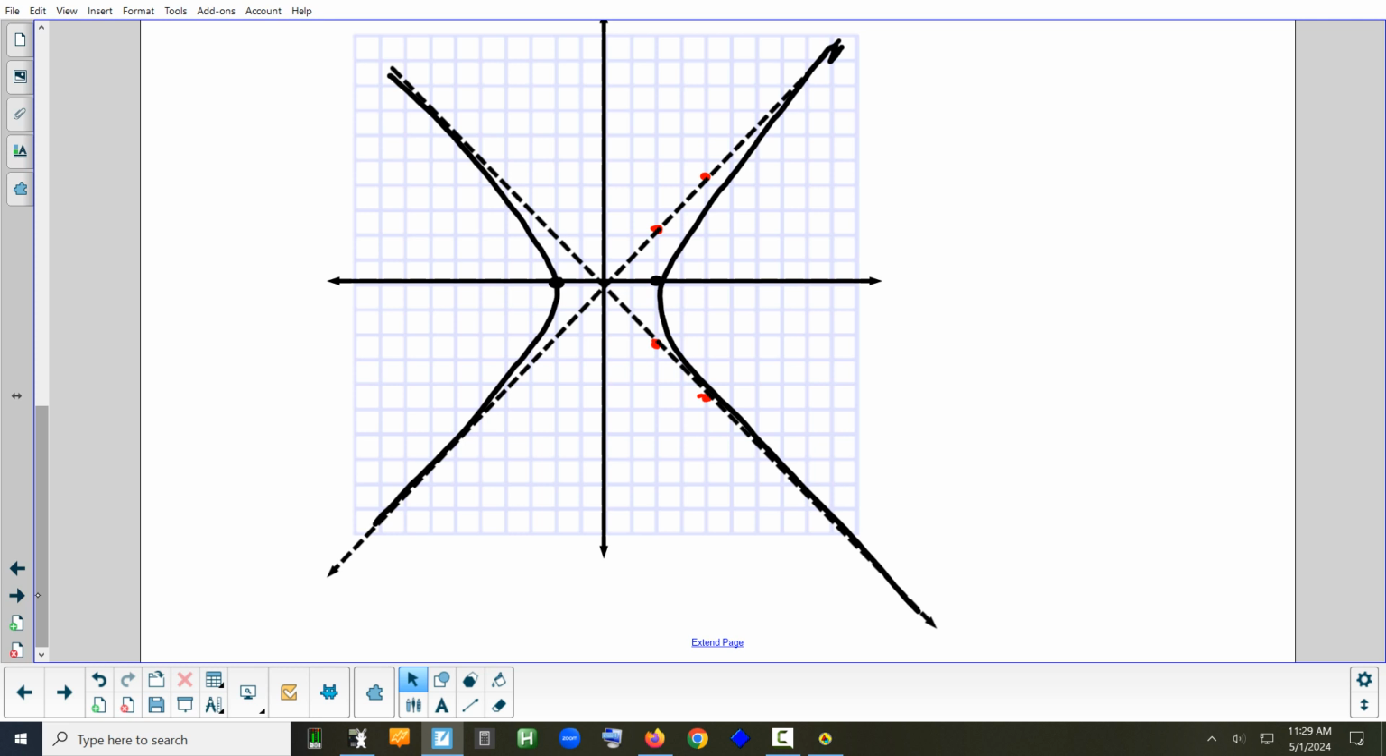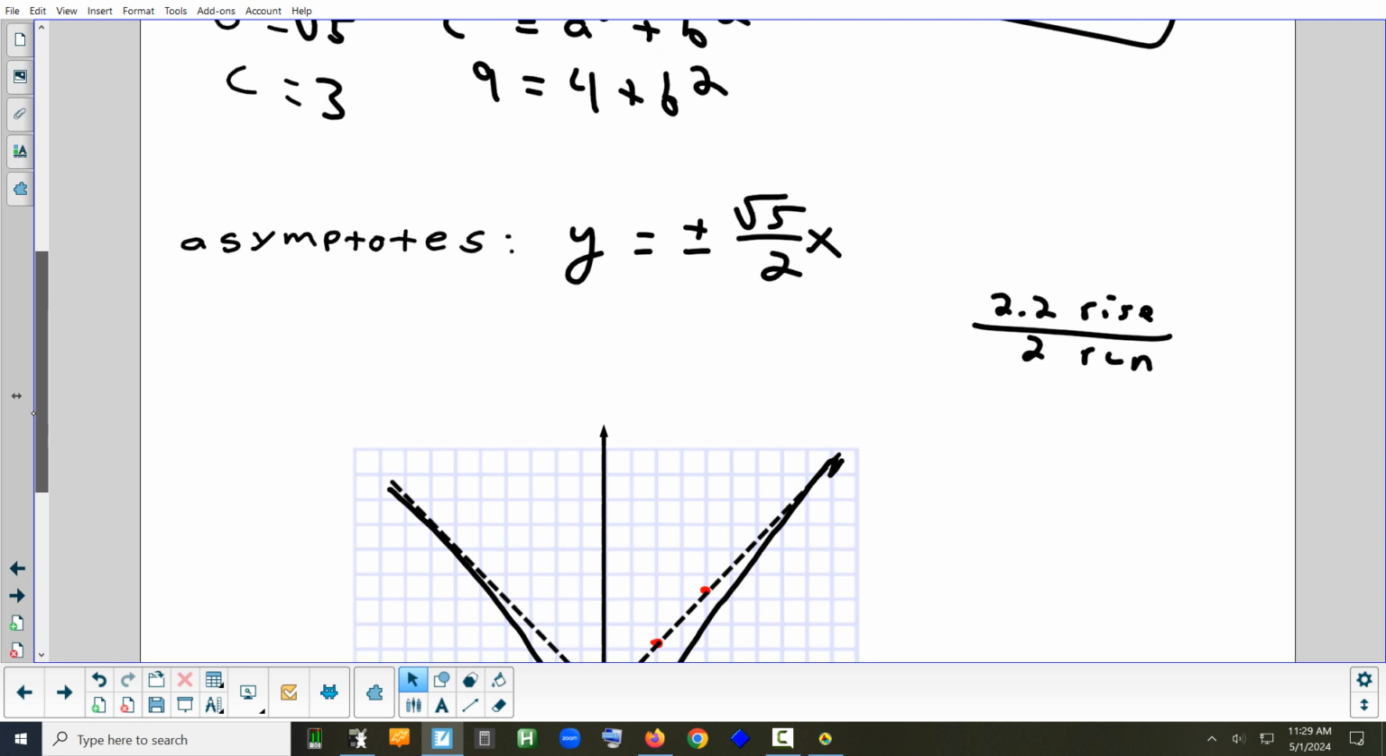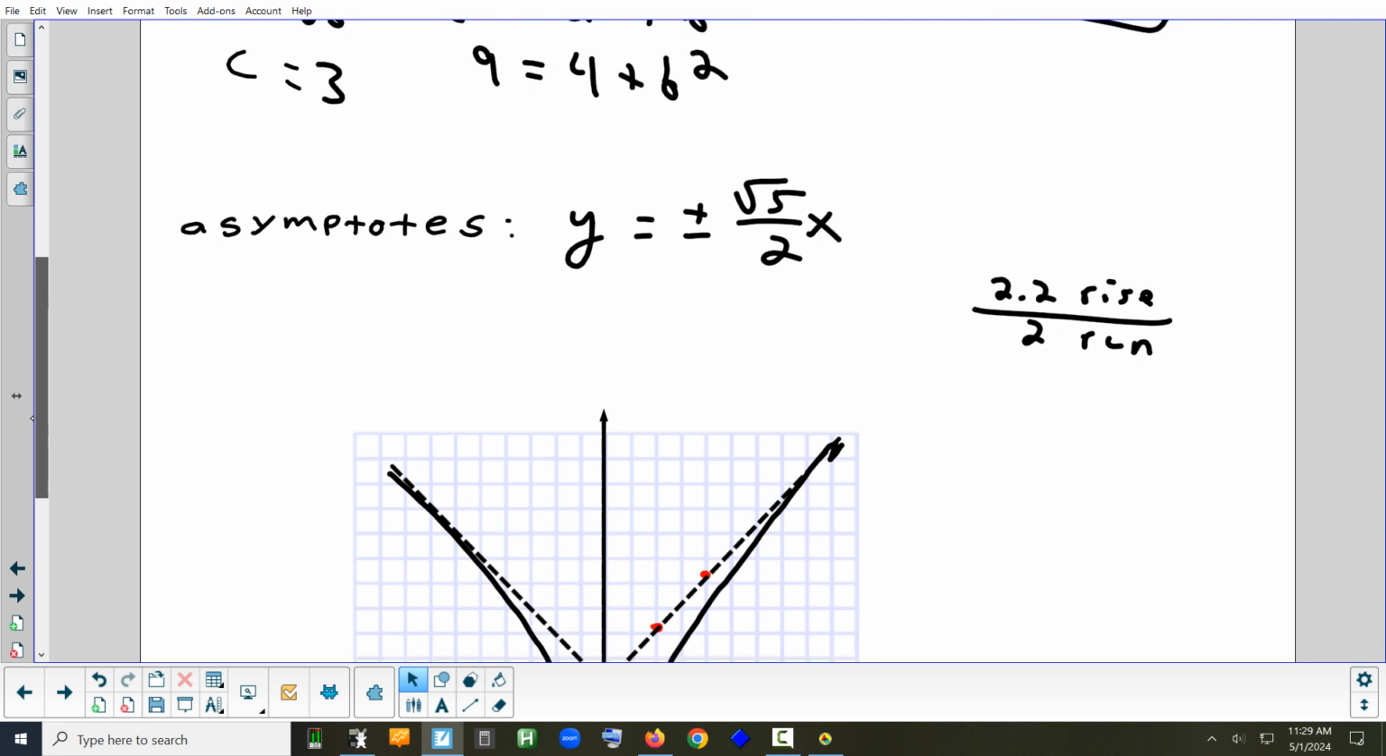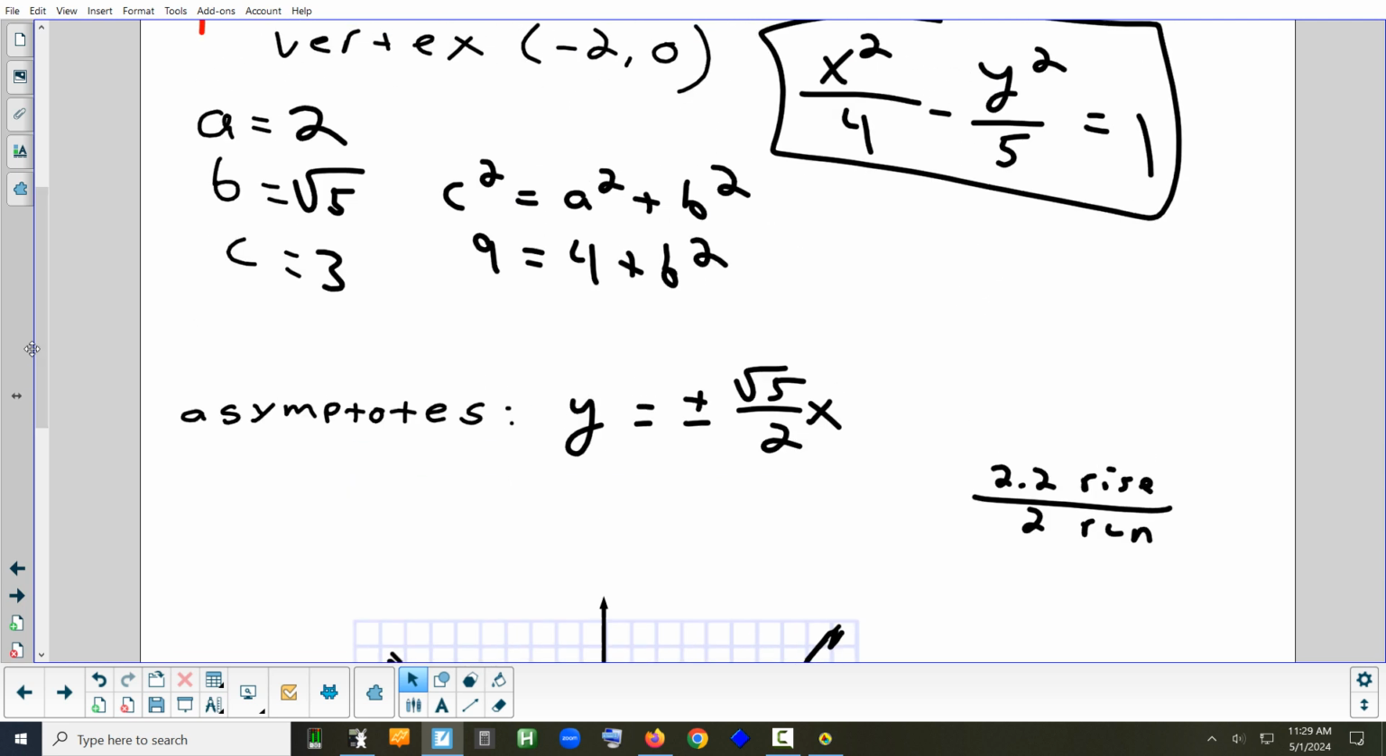Any questions? Yeah. Can you show how we found the asymptotes again after we filled in the formula? How I graphed them? How I calculate them. So the slope is b over a. So I used b, which was square root 5, over a, which was 2. Since square root 5 isn't a nice number for the rise, I just changed it to a decimal. So it's up 2.2, right 2.2.